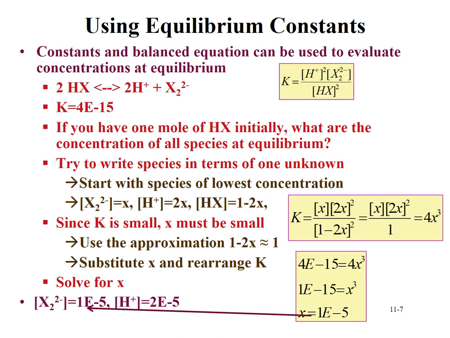If K is 4 times 10 to the minus 15, 1 times 10 to the minus 15 is equal to X cubed. X is equal to 1 times 10 to the minus 5. So this dimer is equal to 1 times 10 to the minus 5. And so we solve for the X. And we know that twice this amount is equal to the proton concentration, and the concentration of HX is just equal to 1, because we set that as part of the approximation. All right, so that's a fairly straightforward and simple case.